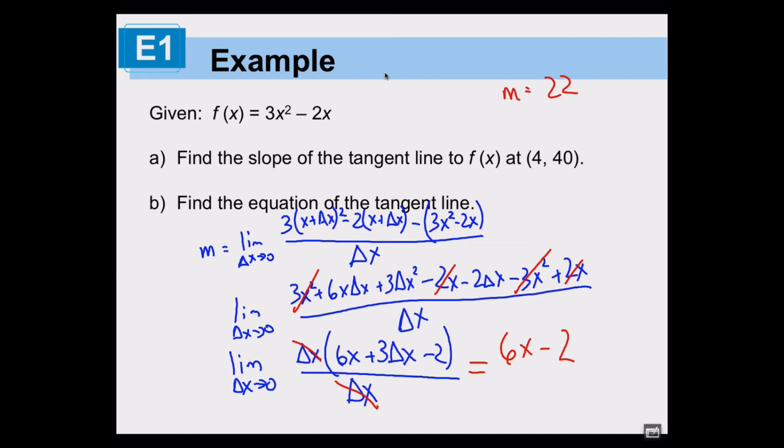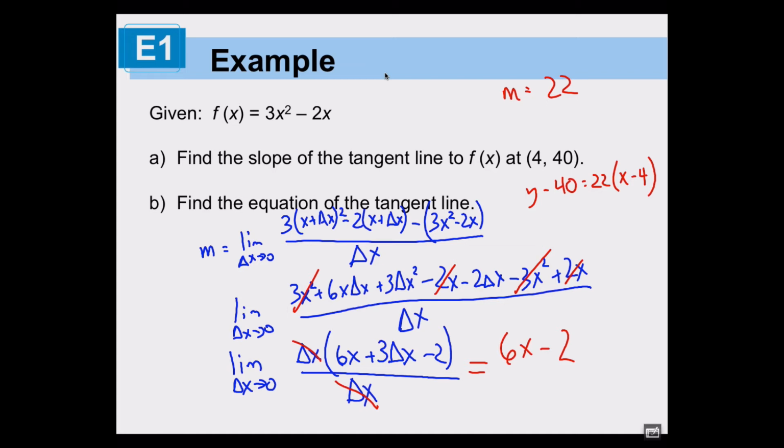Negative 1 over. Where did the negative 1 come from? Isn't it like Oh. No. Y minus. Oh. Okay. Lucas. Y minus 40 equals 22 times x minus 4. Perfect. And again, leave it in point slope form. Don't simplify it.